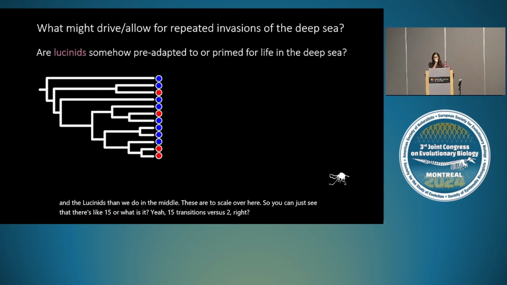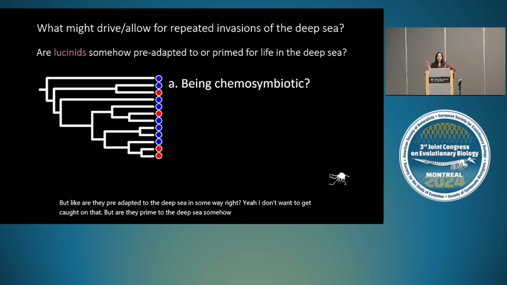And so it begs the question of what is driving, or what is allowing, lucinids to repeatedly invade the deep sea? How are they different from Mytilids in some way? Are lucinids, this is kind of a scary term to use, pre-adapted to the deep sea in some way? I don't want to get called out on that, but are they primed for the deep sea somehow? So there are a few possibilities for how this might be the case.